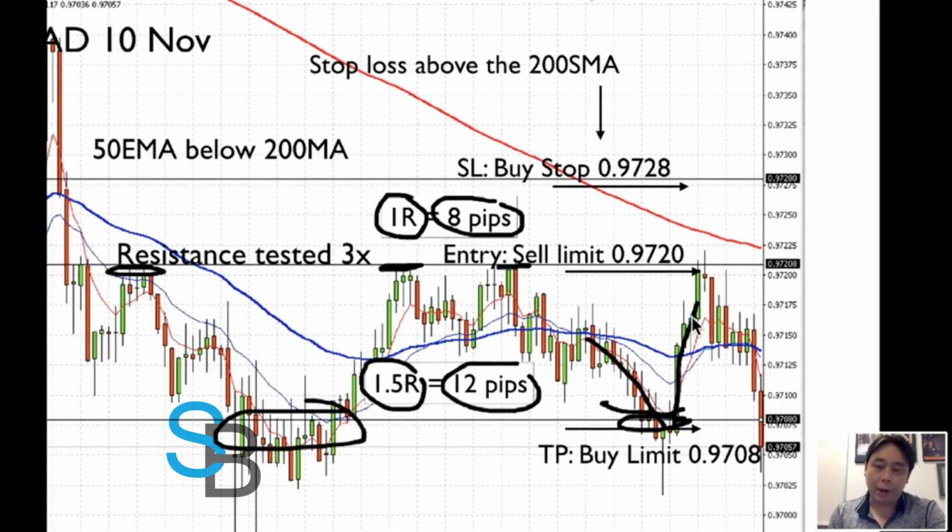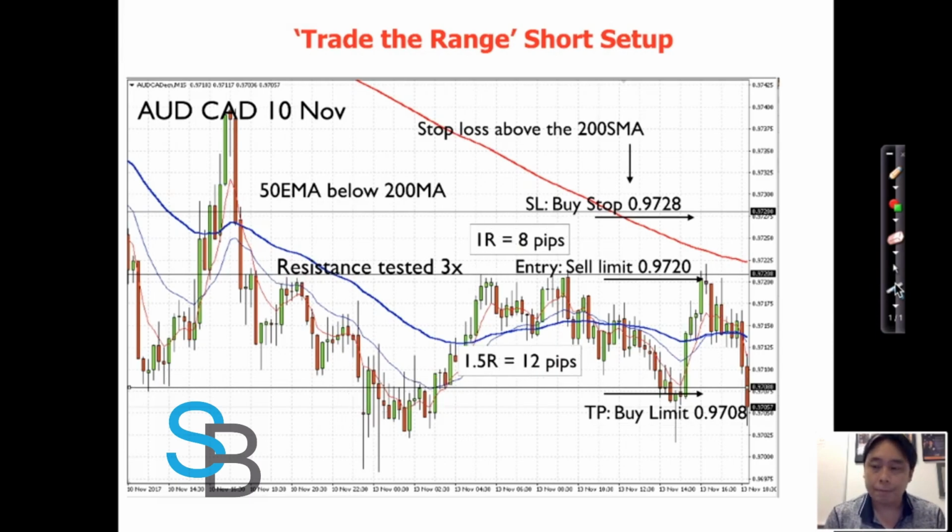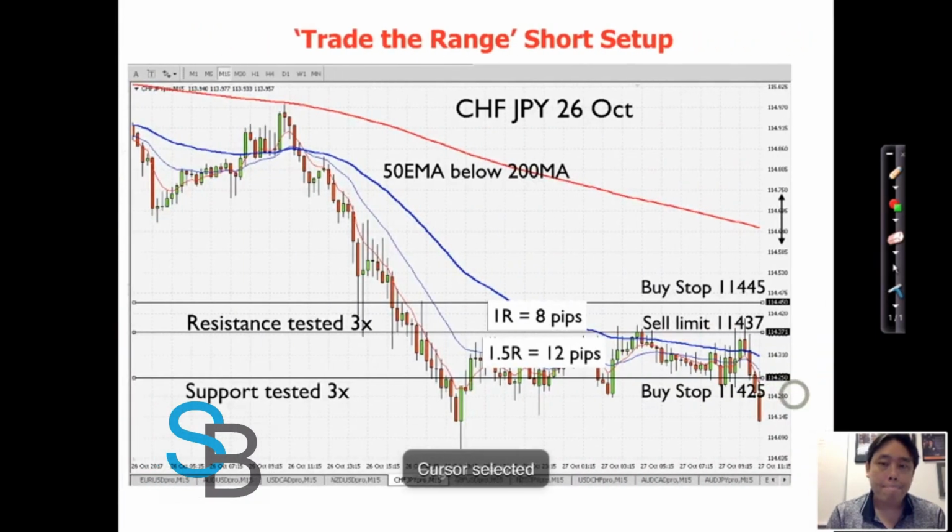So what happened was the price went up, and you can see at 97.20, it triggered my sell order, and as expected, it was a strong resistance. It came down right away and hit my profit target. So this was another winning trade on the range. Next example is on franc yen.